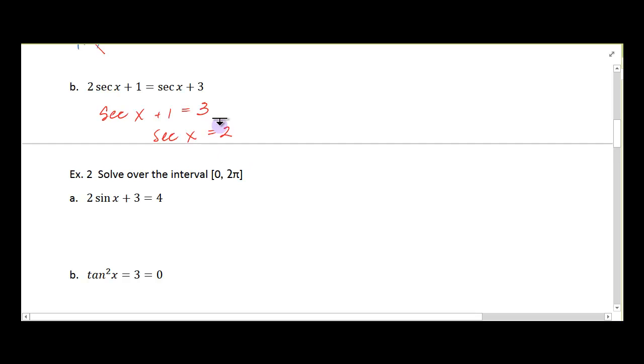So now I want to determine, again, which quadrant, when I take the secant of it, I get back a positive value. So secant is positive in both quadrants 1 and 4. And for what angle, when I take the secant of it, do I get back a positive 2? That's going to occur at 60 and 300. Okay, so you have to remember our trig values as we're moving around the unit circle.